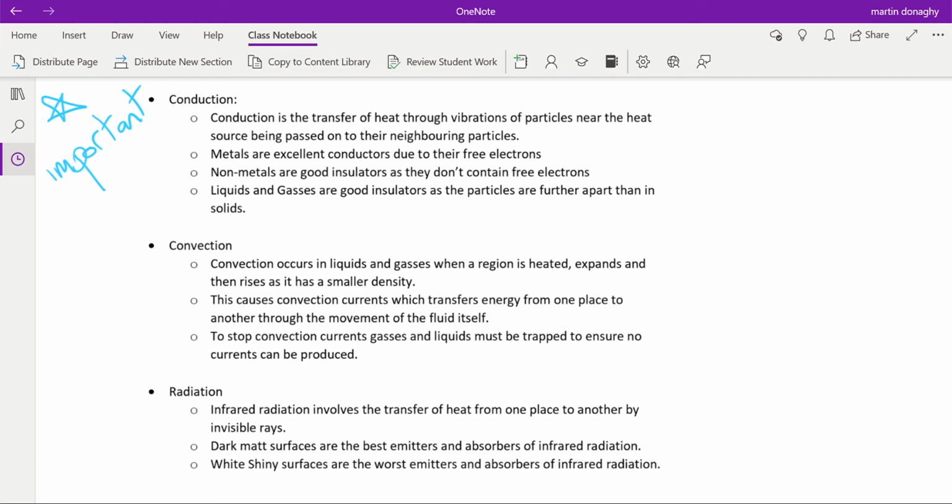Meanwhile, the opposite is true. The white shiny surfaces are the worst emitters of heat. So if I have a nice white cup of tea, it will keep its heat for longer. It won't cool down as fast because it's not emitting the heat energy as quickly. But they don't absorb infrared radiation as quickly either. So if you wear a white t-shirt on a summer's day, you won't heat up as much.